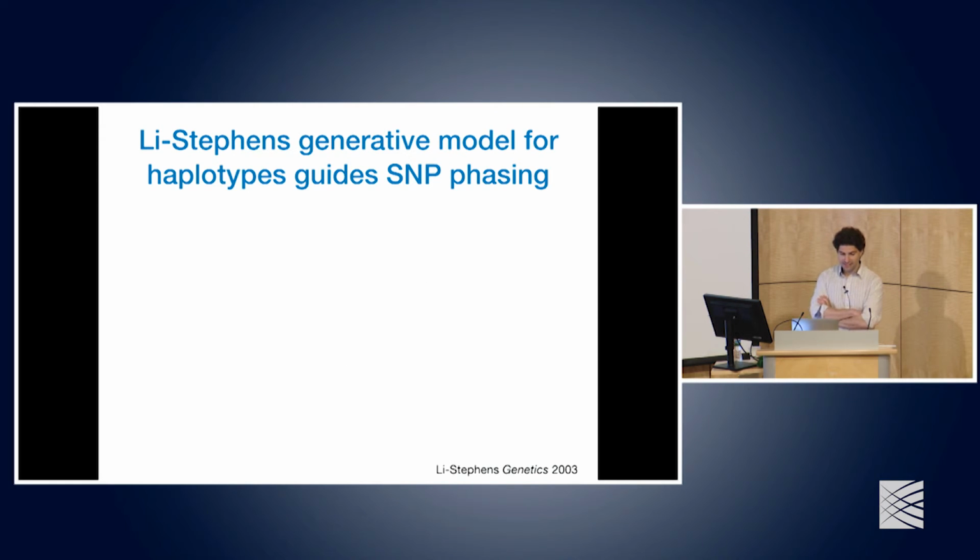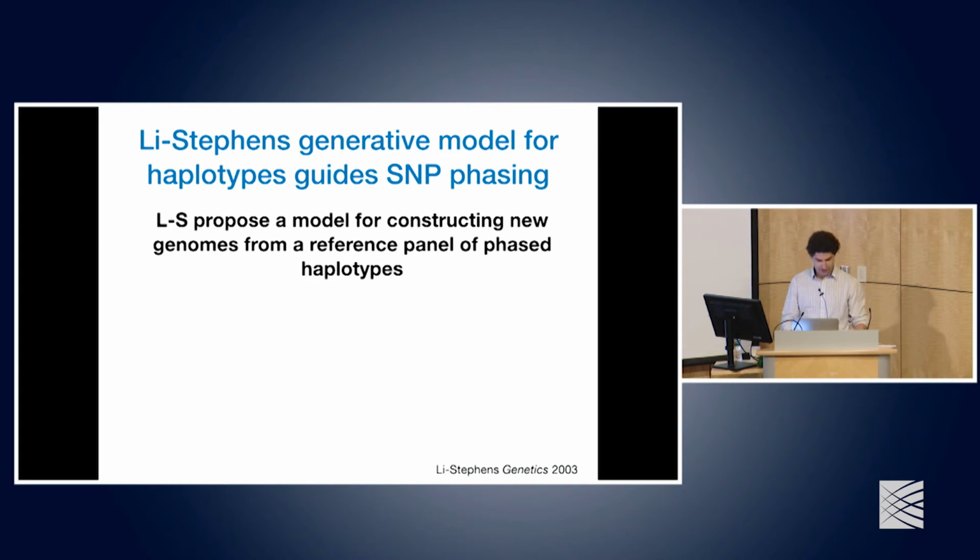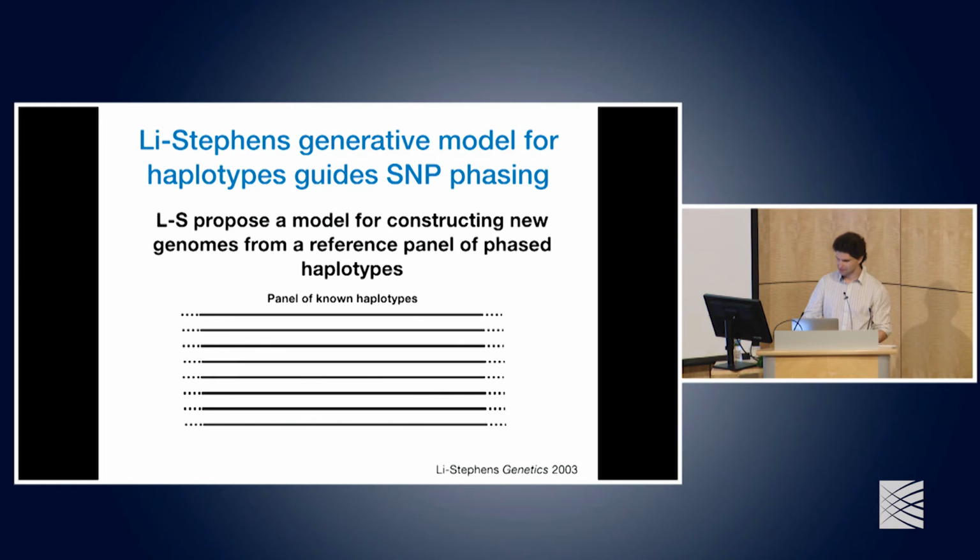So our methods for estimating haplotype sharing are based on the Li-Stephens framework, which Paru just told us about. So I'm going to spend a few minutes recapping that method and telling you about it very briefly. The heart of the Li-Stephens approach is a generative model for constructing new genomes from a reference panel of known phased haplotypes. So here's a panel of known haplotypes. Li and Stephens define a probability distribution over new haplotypes given such a panel. Haplotypes are represented as sequences of zeros and ones corresponding to the reference and alternate allele at each SNP.